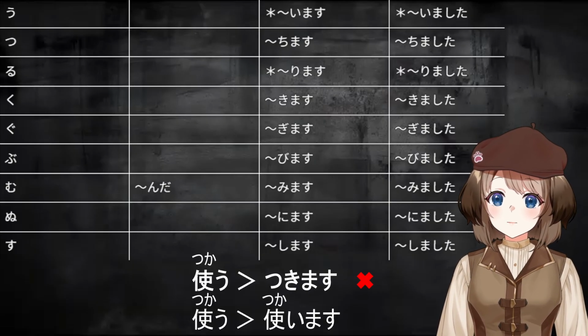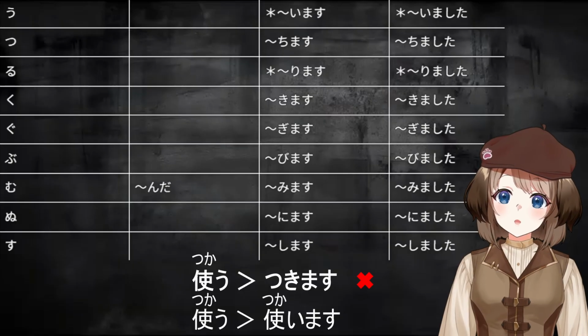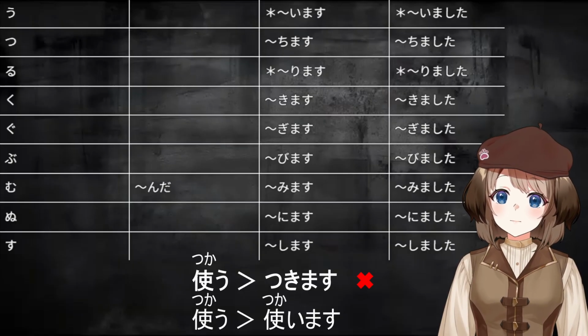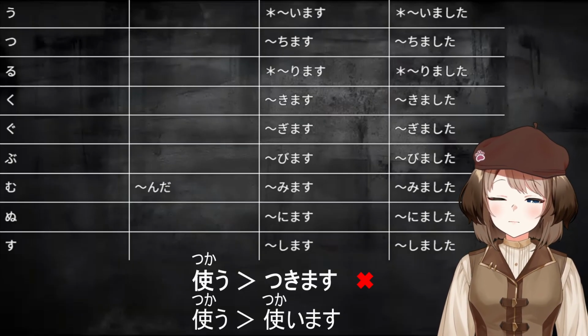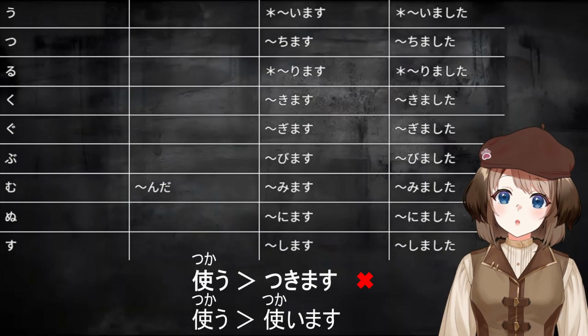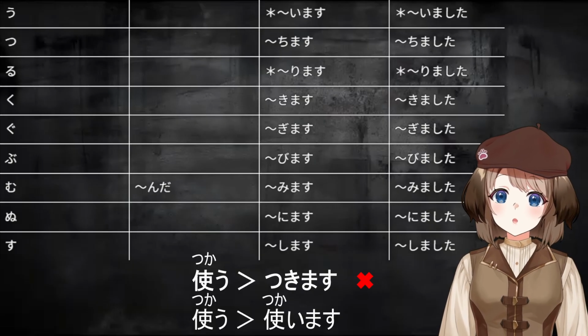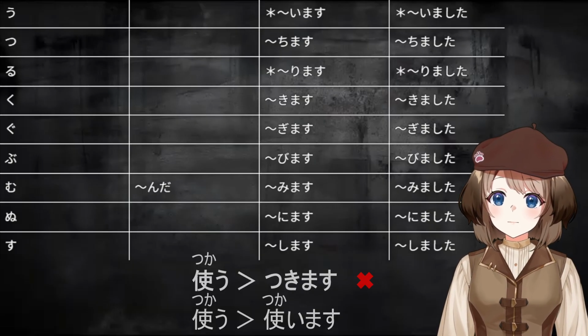Tsukaimasu. The takeaway here is that we need to be careful when a verb ends just in that u hiragana. Remember, u becomes i. So au becomes aimasu, kau becomes kaimasu, iu becomes iimasu.